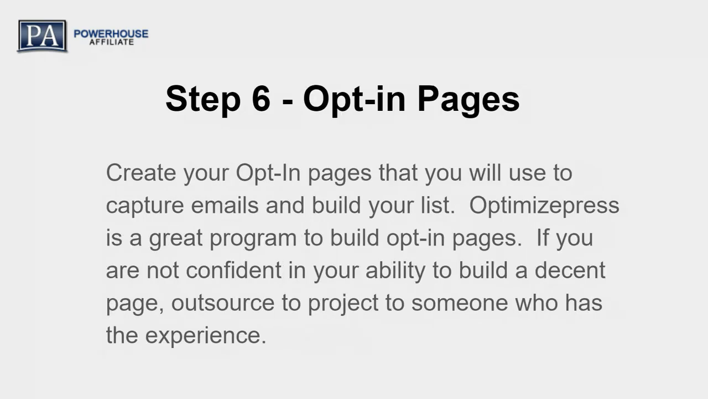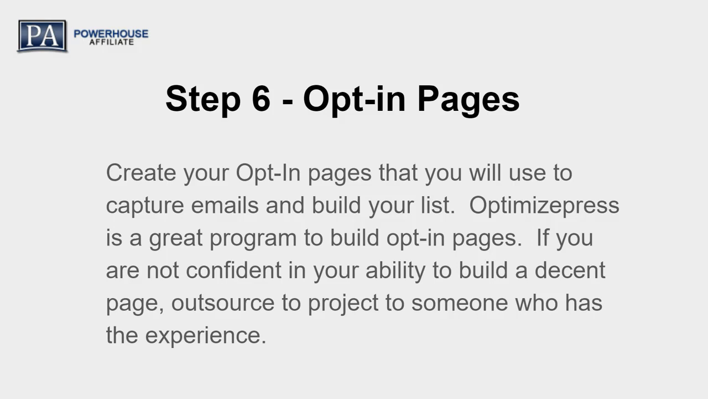Step 6 is your opt-in pages. At this point, you should have your blog set up on your domain. You have your CPA offer. You have everything that you need. And at this point, you need your opt-in pages to start list building. So you're going to create your opt-in pages that you'll use to capture emails to build your list.